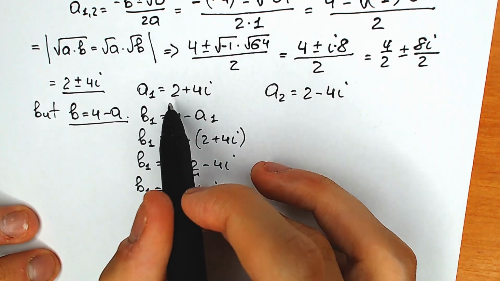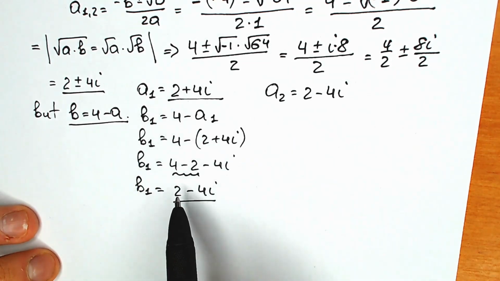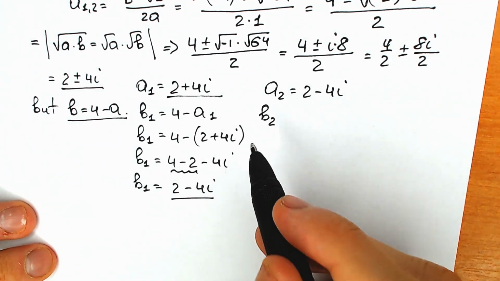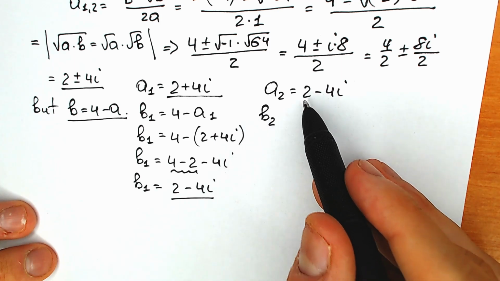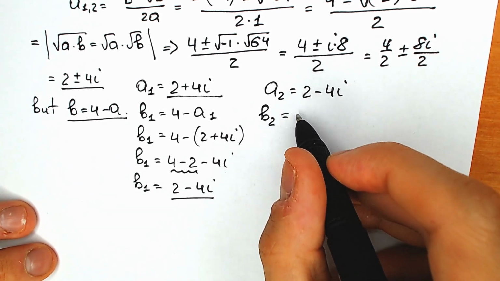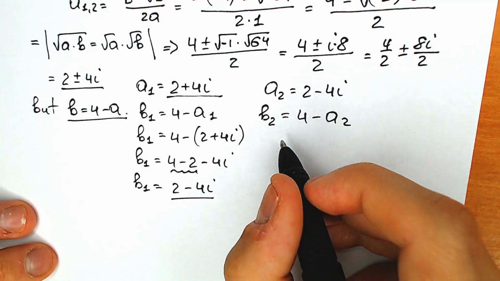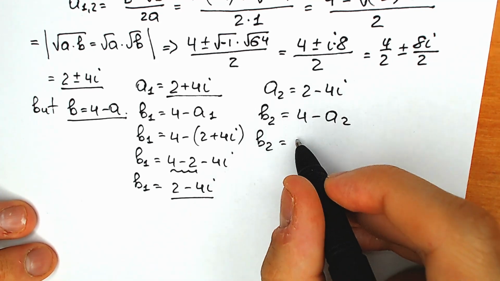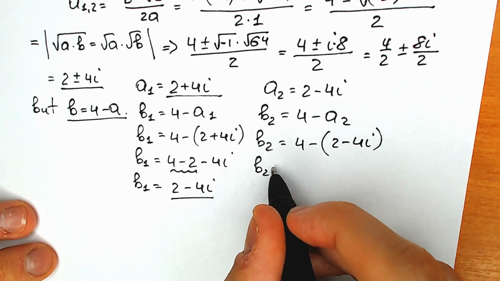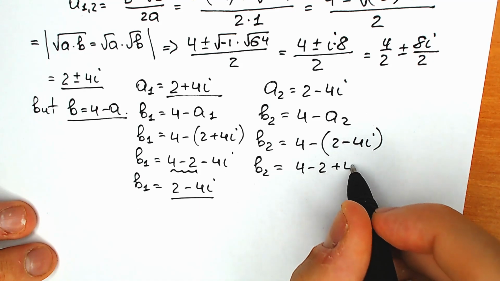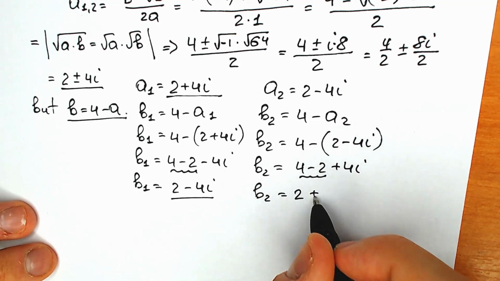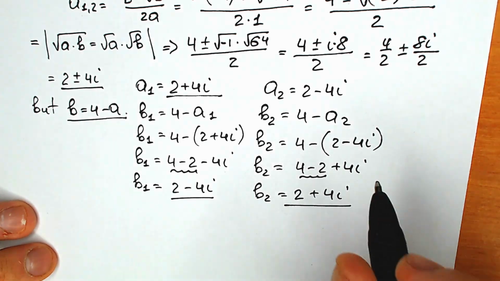It looks like the same thing, but with a different sign. So we have 2 plus 4i and 2 minus 4i. And I hope you see that our b second will be equal to, with the same principle, 2 plus 4i, but let's check it real quick. Everything can happen. So b second is equal to 4 minus a second. And we have b second equal to 4 minus 2 minus 4i. As a result, we have b second equal to 4 minus 2 and plus 4i, so 2 plus 4i. Yes, you can see the same principle.